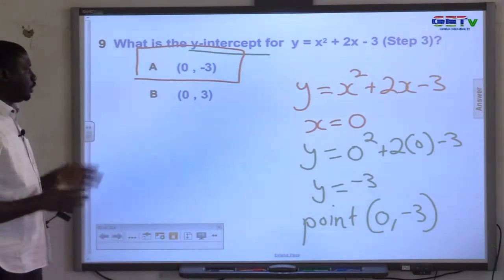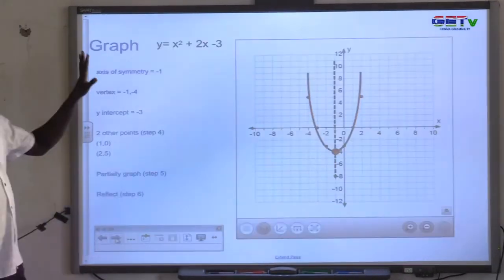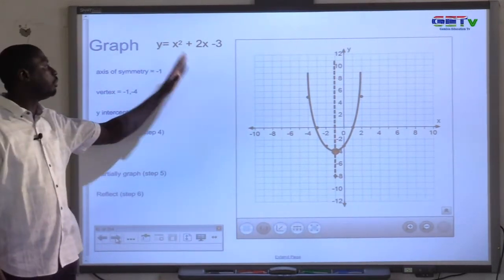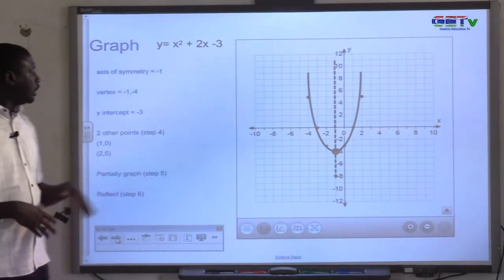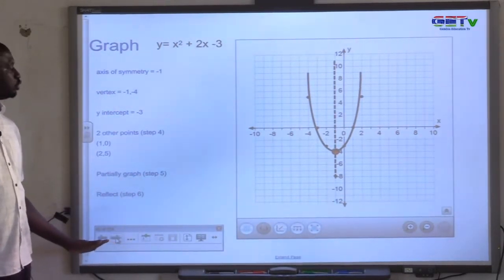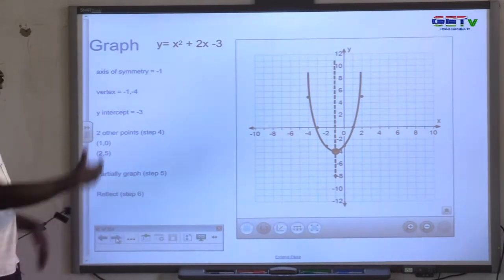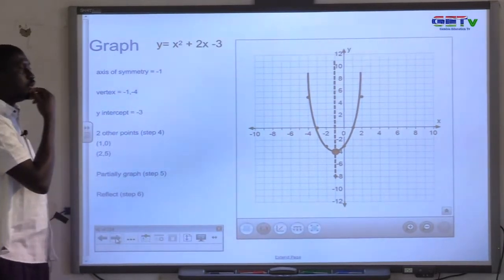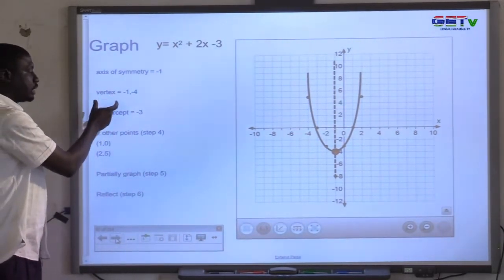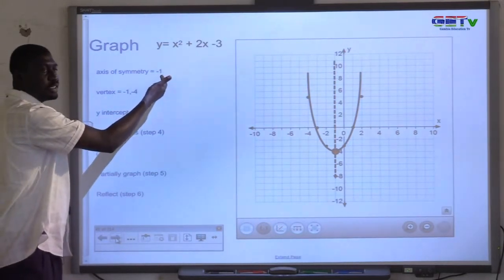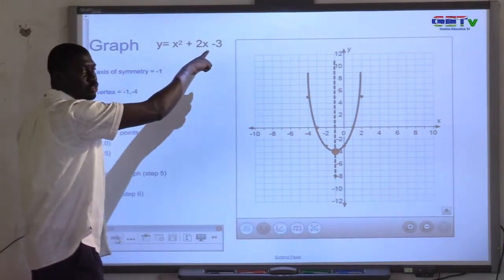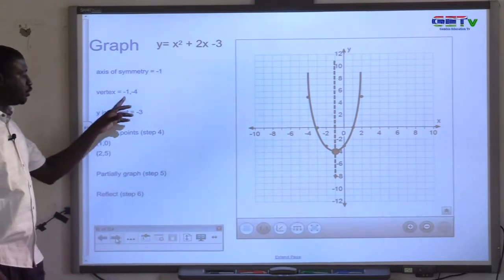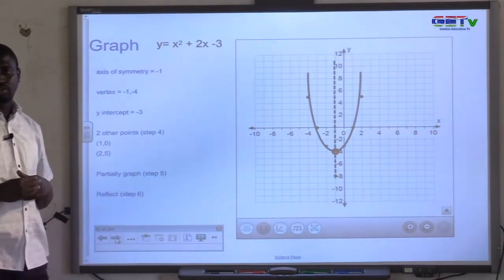Once we solve for the y-intercept, we move on to the next step. Now we'll graph the quadratic function itself, y equals x squared plus 2x minus 3. These are the steps that I went through with you. Step 1, we solve for the axis of symmetry, where we get the x value equals negative 1. Step 2, we find the vertex. You substitute the x value from step 1 in place of x in the function to get negative 4. The coordinate of the vertex is negative 1 for the x value and negative 4 for y.